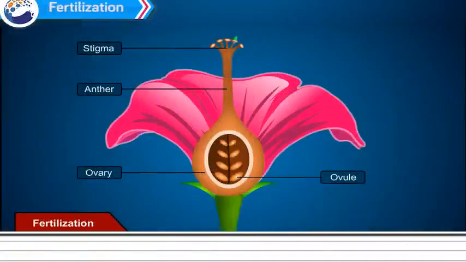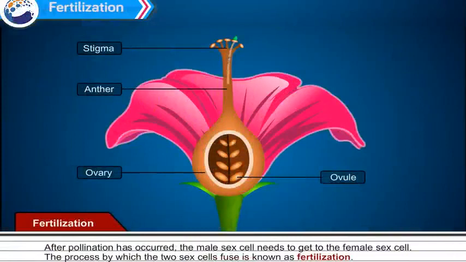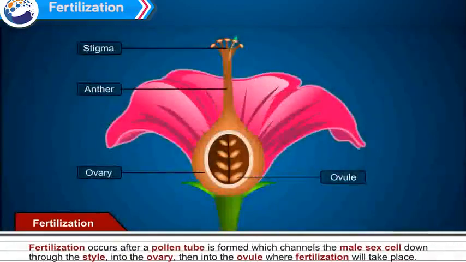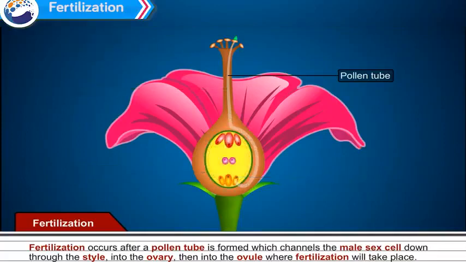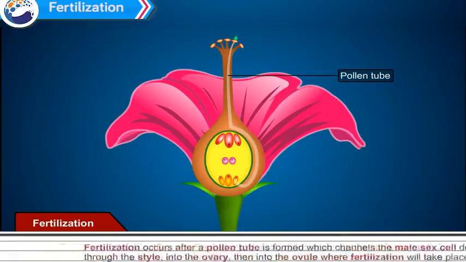Fertilization. After pollination has occurred, the male sex cell needs to get to the female sex cell. The process by which the two sex cells fuse is known as fertilization. Fertilization occurs after a pollen tube is formed, which channels the male sex cell down through the style into the ovary, then into the ovule where fertilization will take place.